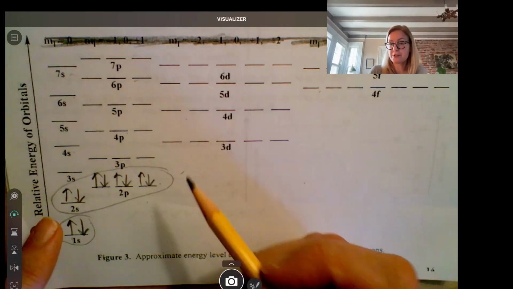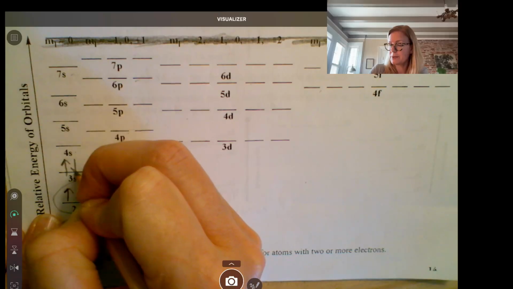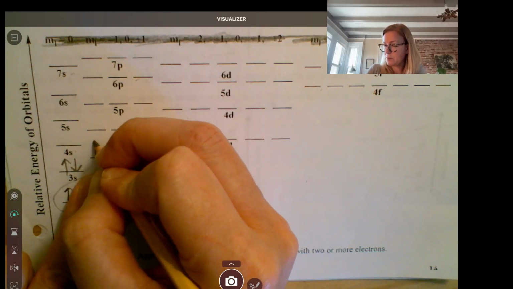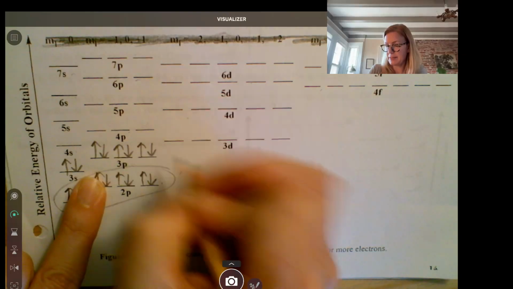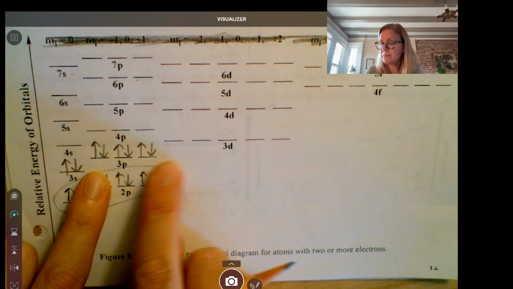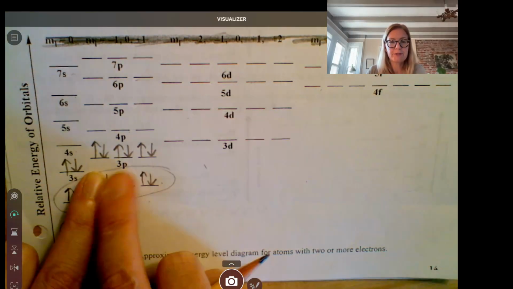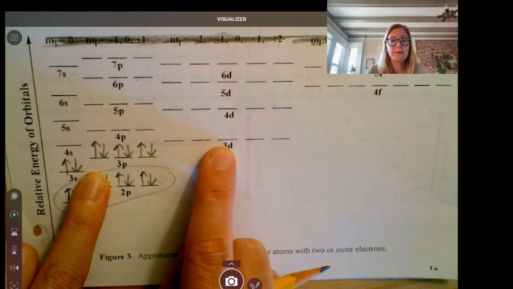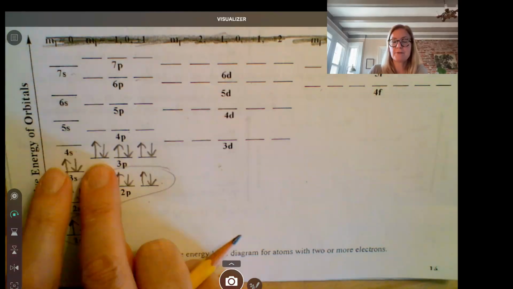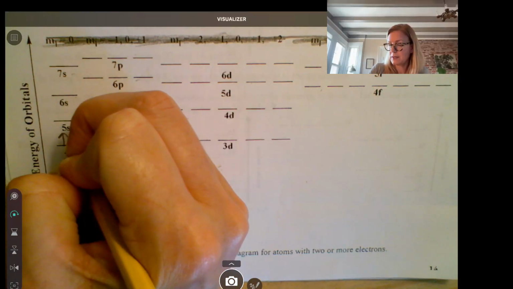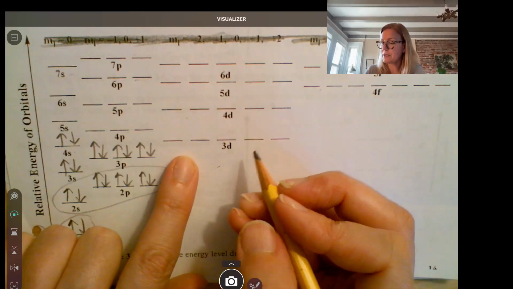Now let's move on to the third energy level. 3s, 1 up, 1 down. 3p, 1 up, 1 up, 1 up, down, down, down. Okay. And then it might be tempting to go on to 3d because you want to finish filling the third level. But notice part of the fourth level is lower down than this part of the third level. So we have to fill this one next. Okay. And then we can go to 3d.